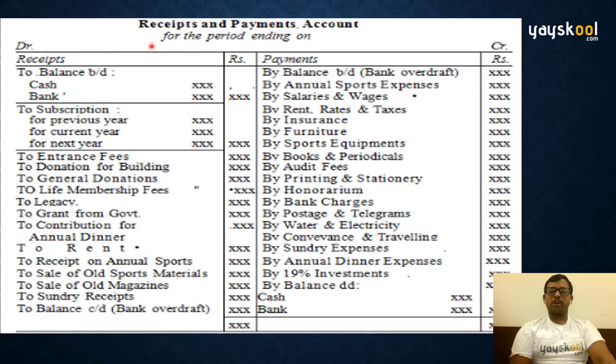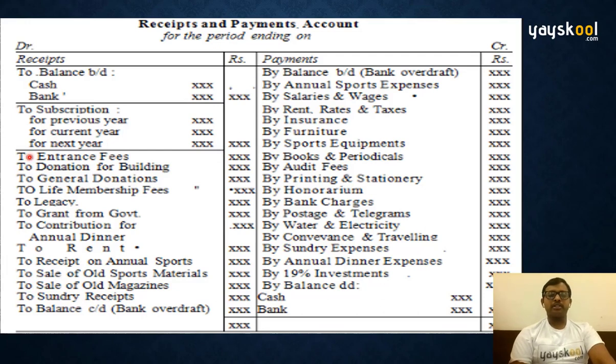This is the format of receipts and payment account for the period ending on any year, like 31st December 2012, 31st December 2013. It has two sides, debit side and credit side. Debit side shows all receipts entries like to balance brought down, cash balance and bank balance. Next, to subscription for previous year, for current year and for next year.